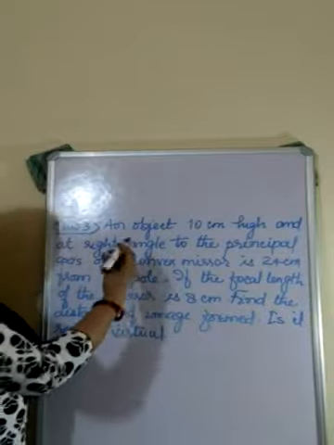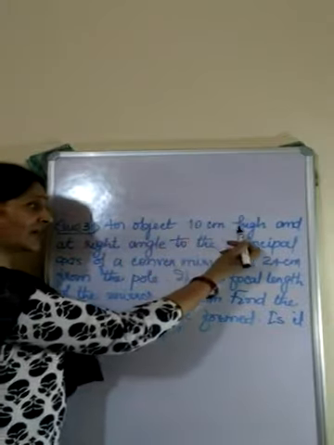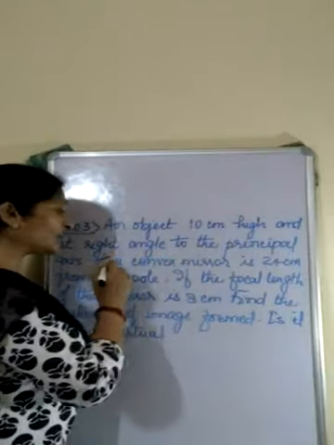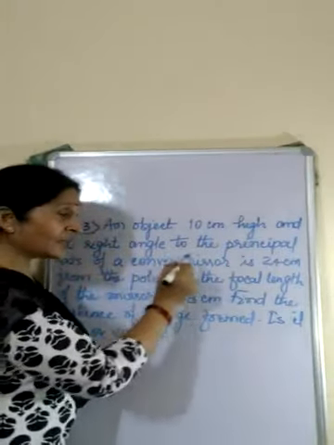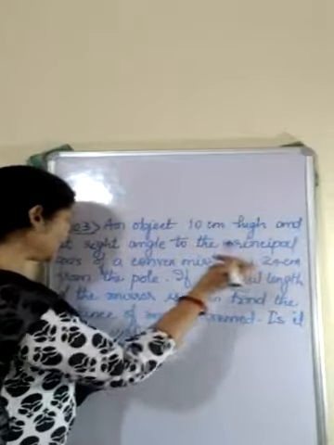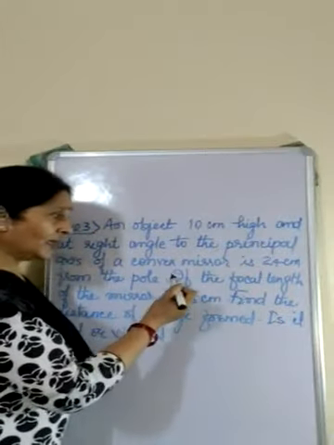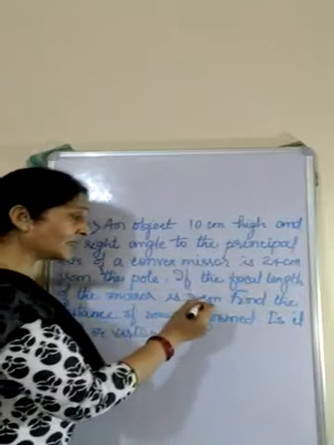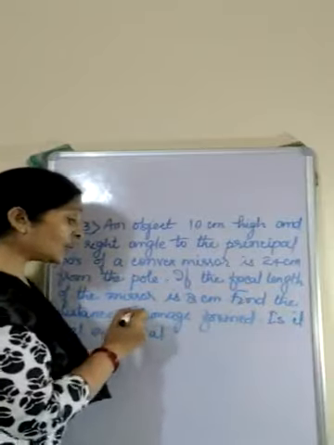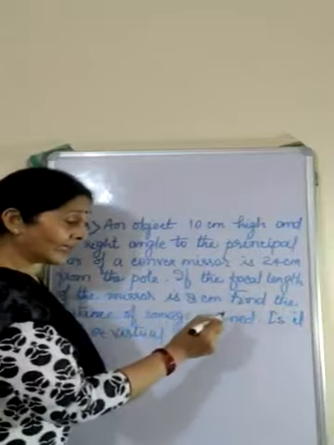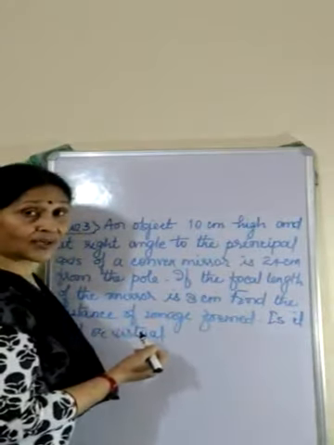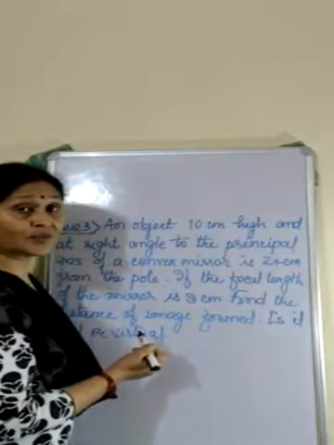An object 10 centimeter high and at right angle to the principal axis of a convex mirror is 24 centimeter from the pole. If the focal length of the mirror is 8 centimeter, find the distance of image formed, and is it real or virtual? Also you have to decide on the basis of your construction.